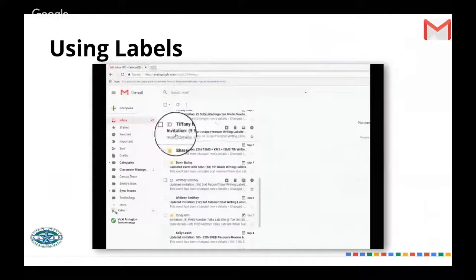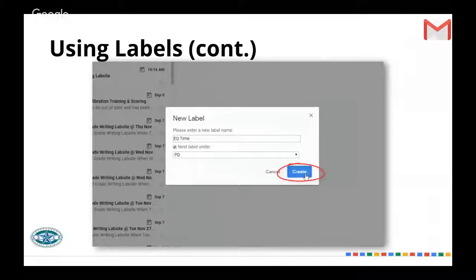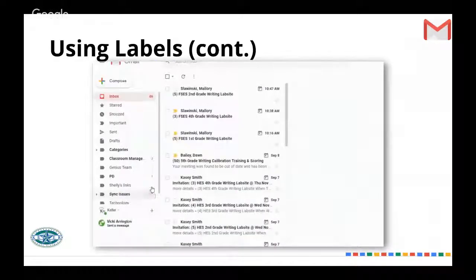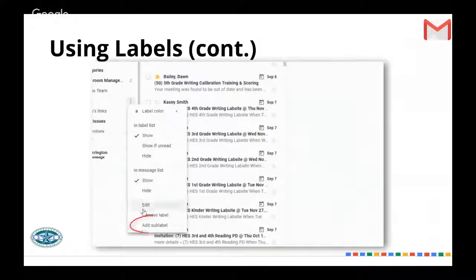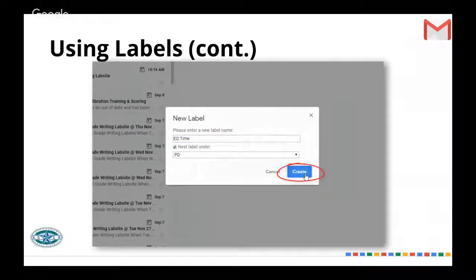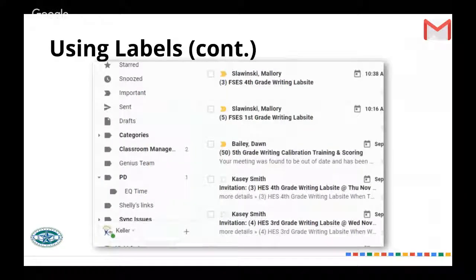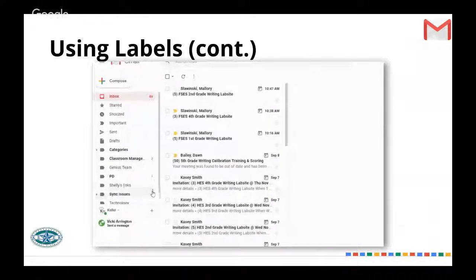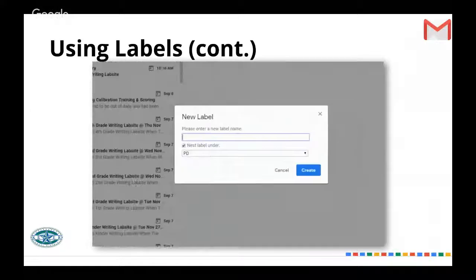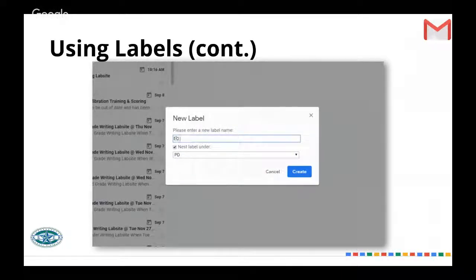Okay, I'm going to continue to the next little tip here. And this is another way. If you look on the left-hand side of your screen, and if you currently have a label, it's very easy to add a sub-label. If you click on the 3 dots to the right of your current label, you can click on Add Sub-Label. And then you get a little window to name it and then create it.